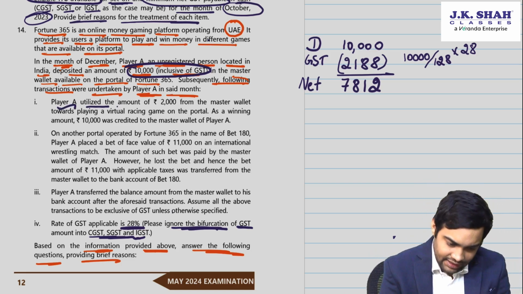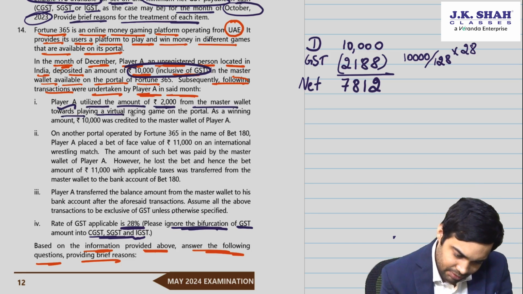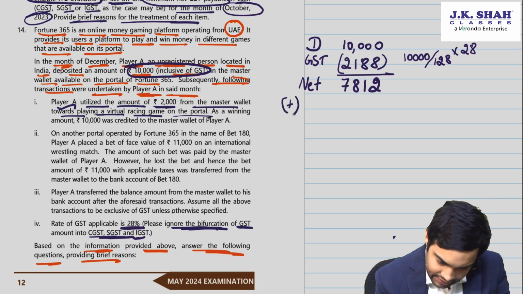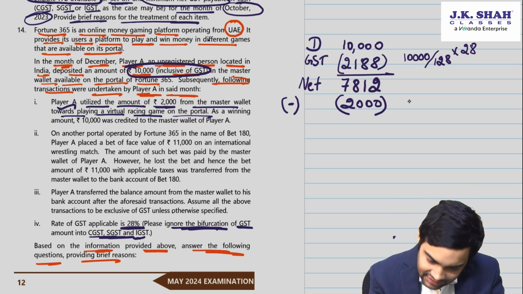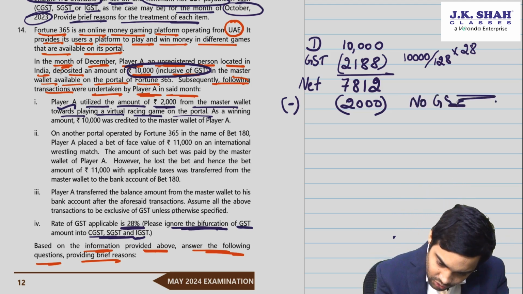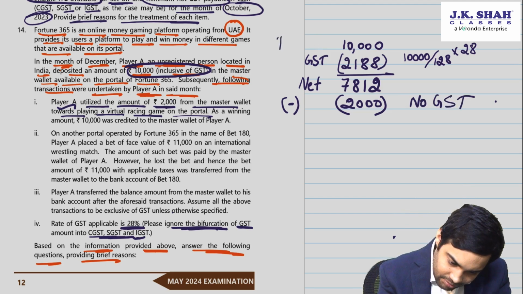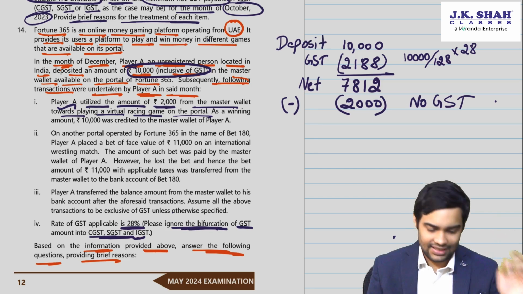Player A utilized the amount of 2000 from his master wallet towards playing a virtual racing game on the platform. Okay, subtract 2000. He used it for playing a virtual game. While he is using it, whether GST is applicable? No. Only at the time of deposit for online money gaming, when you are depositing, that time GST is applicable. For playing, there is no GST again.